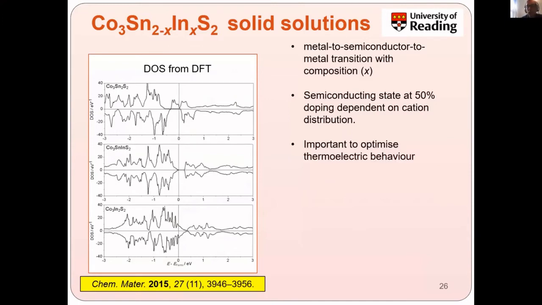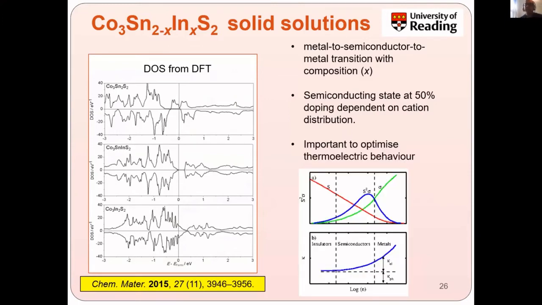And it is well known that the semiconductor state at 50% doping doesn't happen at any cation distribution. You need to have a particular cation distribution to get the semiconducting state. So there was a lot of interest from my experimental colleagues to figure out the issues of cation disorder here. And then we have done simulations on this. You can see all the details of the thermoelectric behavior and so on in this paper in Chemistry of Materials.